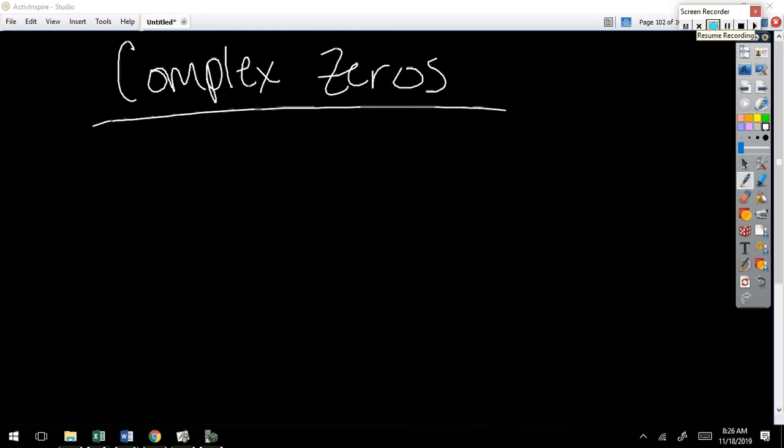Complex zeros. What's a complex number? A complex number is made up of two parts. It's got an imaginary part and a real number part. Remember? Like 2 plus 3i would be a complex number, right?